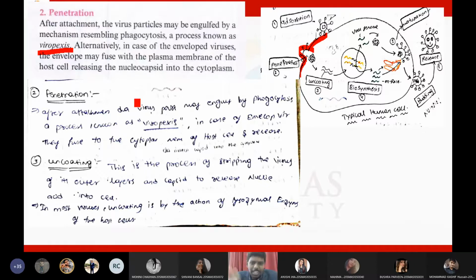So here the virus involvement is nothing. Cellular lysozyme enzymes will uncoat the virus. So uncoating of the virus is mediated not by the virus but by the cell. Cellular enzymes uncoated the virus actually. Very smart creatures actually.